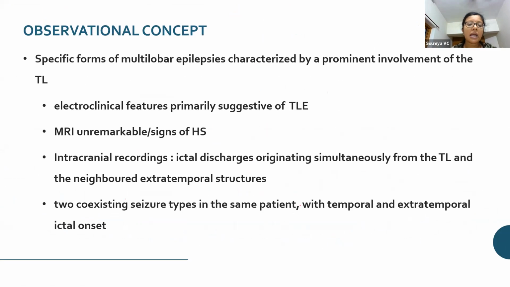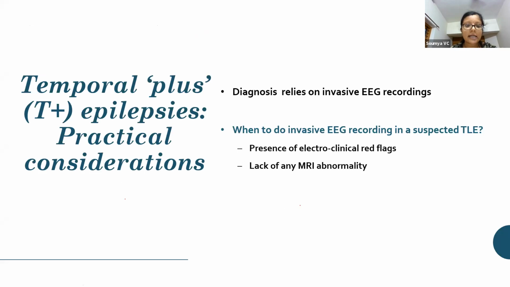And the MRI, if we see, will have unremarkable findings or may show subtle signs of hippocampal sclerosis. However, the intracranial recordings in these patients will show ictal discharges originating simultaneously from the temporal lobe as well as from the neighboring extratemporal structures which I have already explained. Or these patients may have two coexisting seizure types in the same patient, with one having a temporal ictal onset and the other having an extratemporal ictal onset. So this is the observational concept.